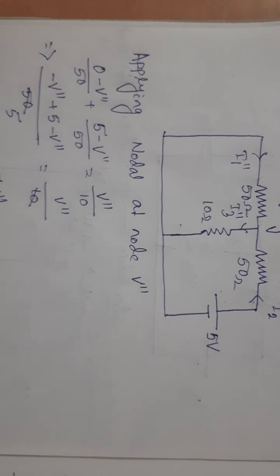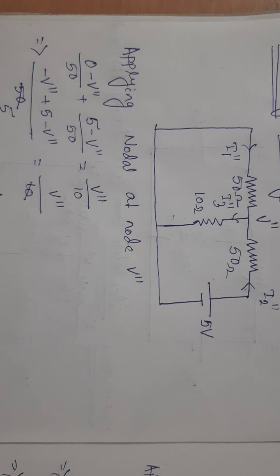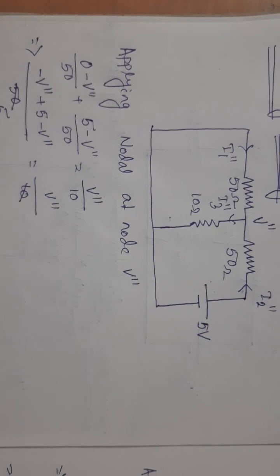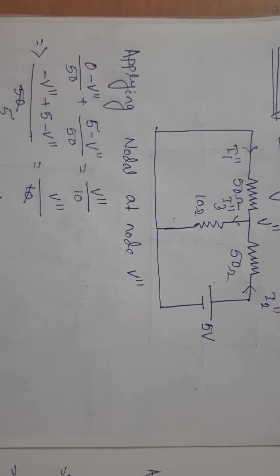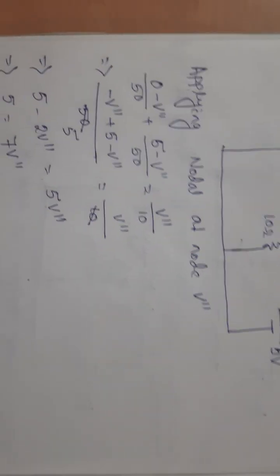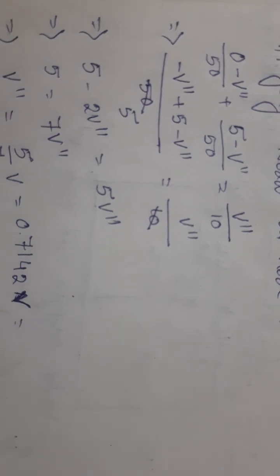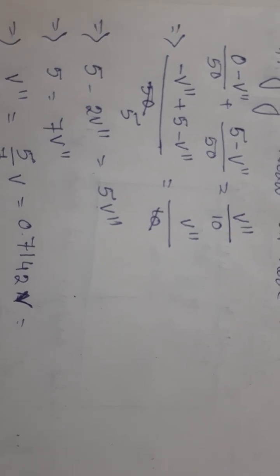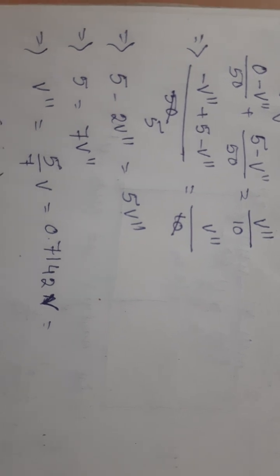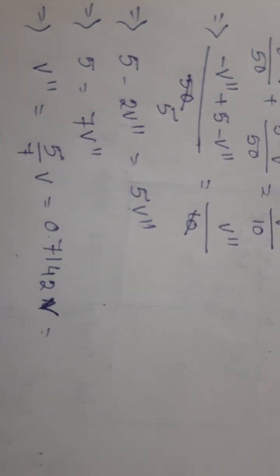By applying nodal analysis, we get (0 minus V double dash) by 50 plus (5 minus V double dash) by 50 is equal to V double dash by 10. From there we get minus V double dash plus (5 minus V double dash) by 50 is equal to V double dash by 10. From this equation we get the voltage V double dash is equal to 5 by 7 volt, which is 0.71 volt.